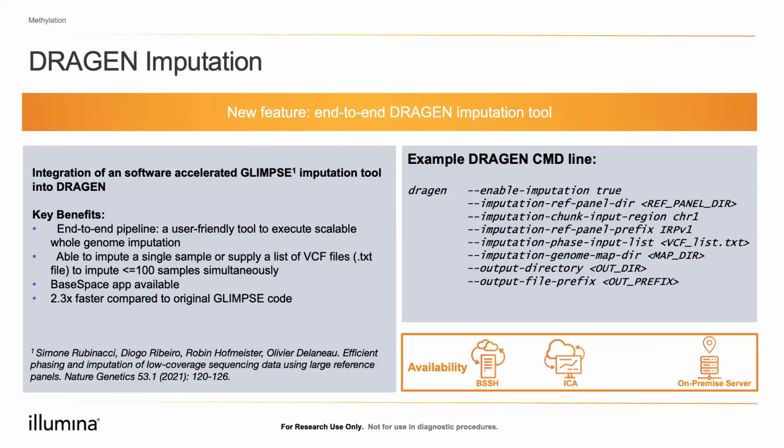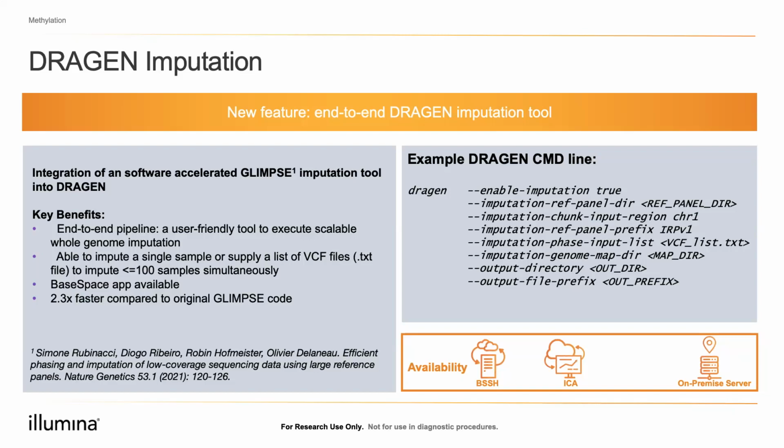So we offer an end-to-end DRAGEN imputation tool that's software accelerated. Its key benefits are that it's an end-to-end pipeline with a user-friendly tool to execute scalable whole genome imputation. You can impute a single sample or supply a list of VCF files in a text file format to impute up to 100 samples simultaneously.